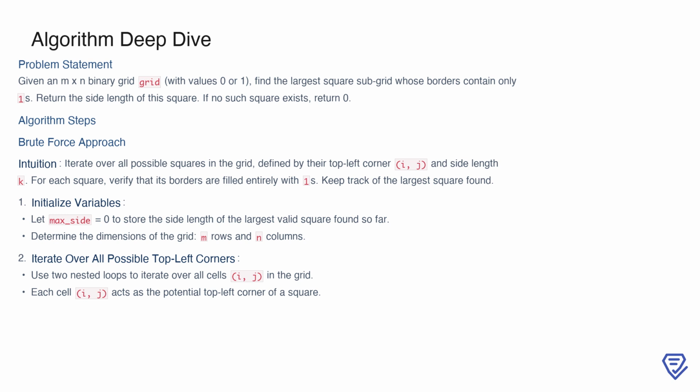The idea is to examine every possible square in the grid by identifying its top left corner and side length. For each square, we check if its borders are completely filled with ones. To implement this, we initialize a variable, max_side, to track the side length of the largest valid square we find. We then iterate over all potential top left corners of squares using two nested loops, one for rows and one for columns. Each cell in the grid is treated as a potential starting point for a square.